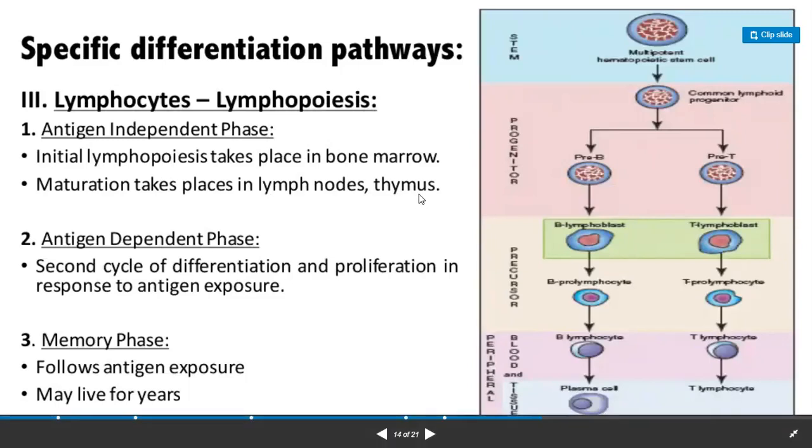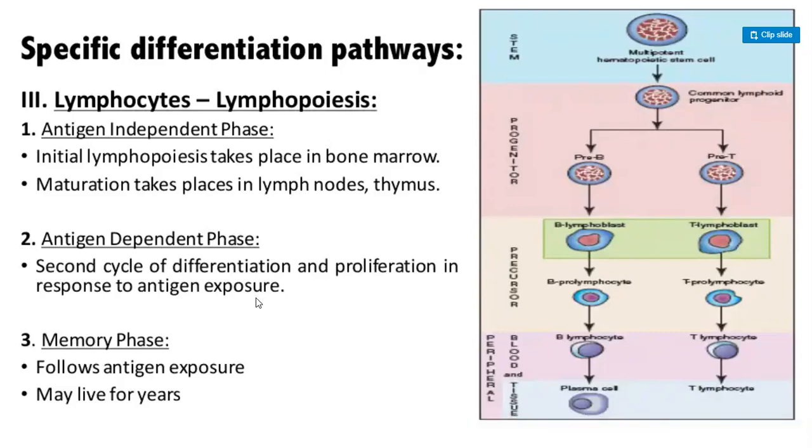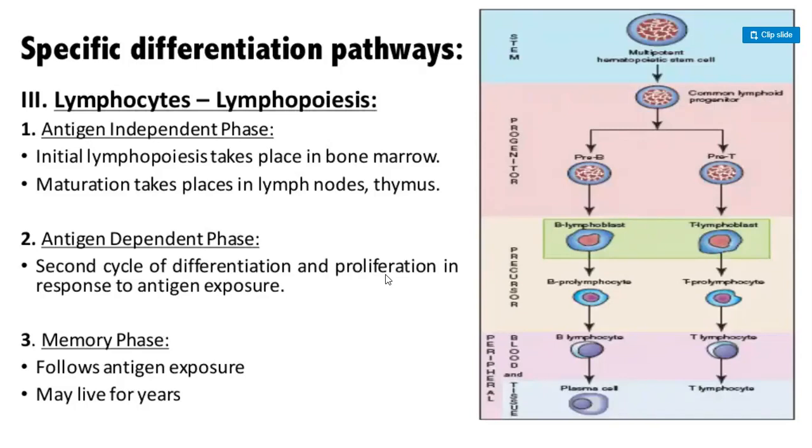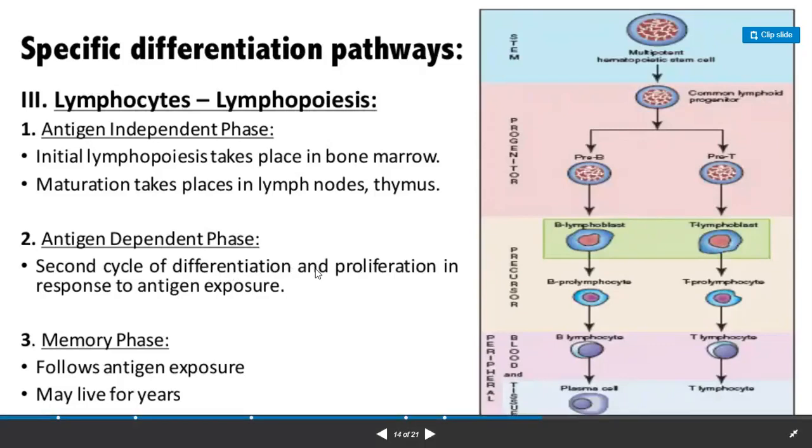Now, the T lymphocyte will mature in the thymus gland, and then we have the antigen-dependent phase. So this is the second cycle of differentiation and proliferation, and this happens only when you are exposed to an antigen. For example, you are exposed to a virus, right? Your lymphocytes will differentiate and proliferate. And the lymphocytes needed to kill the virus are the killer T cells. So there will be differentiation to form that specific T cell as a result of antigen exposure.